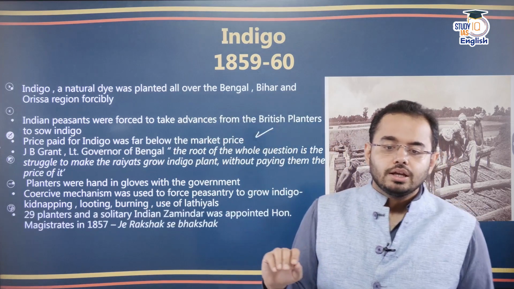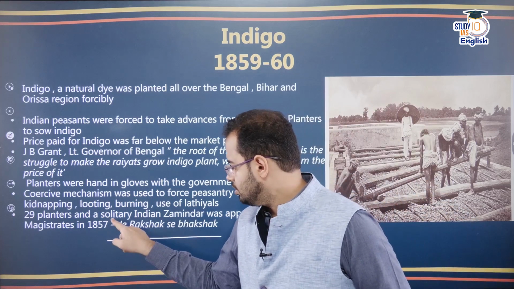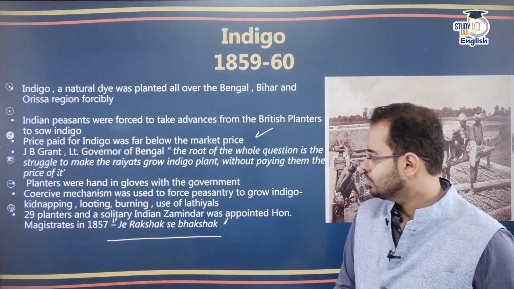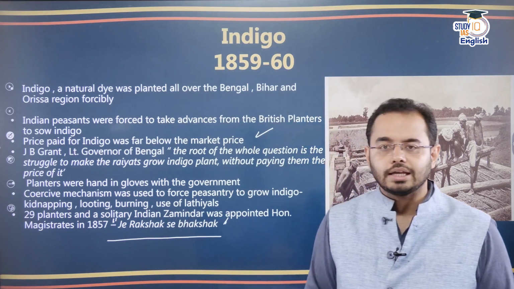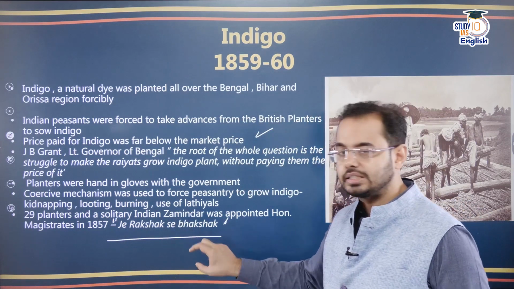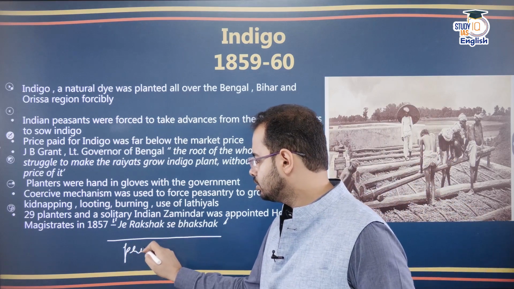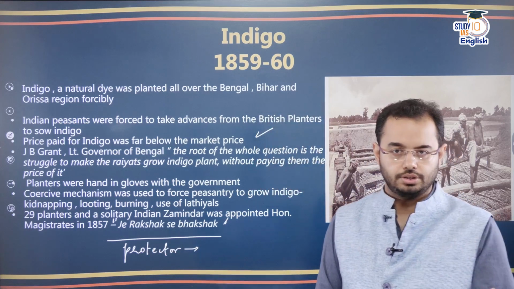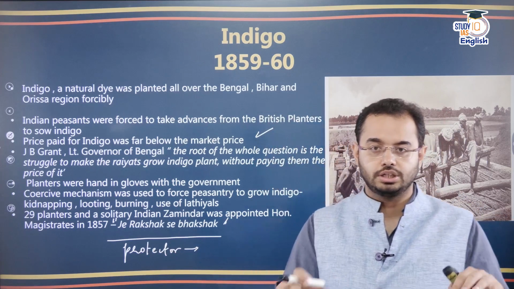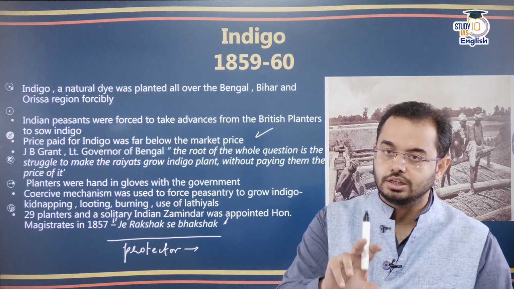Now, if you can imagine, there was a couplet that was used, and the couplet was "Jai Rakshak Se Bhakshak," that he who is our protector, he himself is our destroyer. He himself is our devourer. He is the person who destroys us. Who is supposed to protect us, he only destroys us.